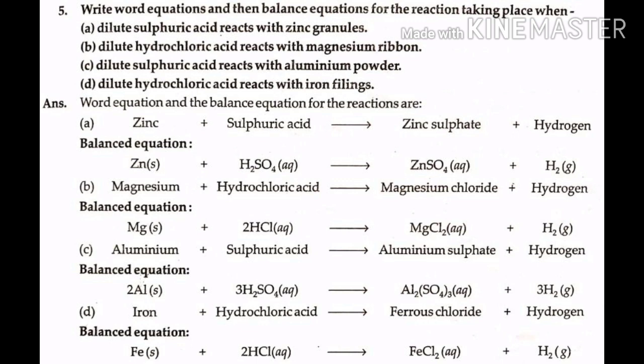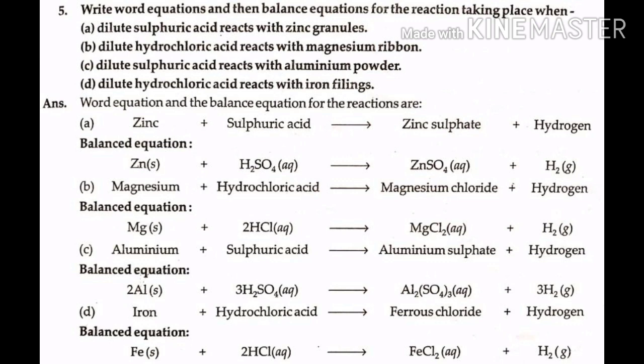Answer. Word equation and the balanced equation for the reactions are A. Zinc plus sulfuric acid gives zinc sulfate plus hydrogen. Balanced equation: Zn (solid) plus H2SO4 (aqueous) gives ZnSO4 (aqueous) plus H2 (gas). B. Magnesium plus hydrochloric acid gives magnesium chloride plus hydrogen. Balanced equation: Mg (solid) plus 2HCl (aqueous) gives MgCl2 (aqueous) plus H2 (gas).